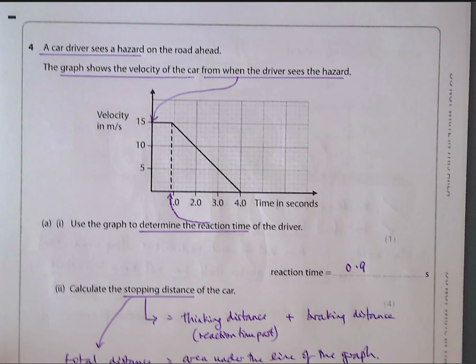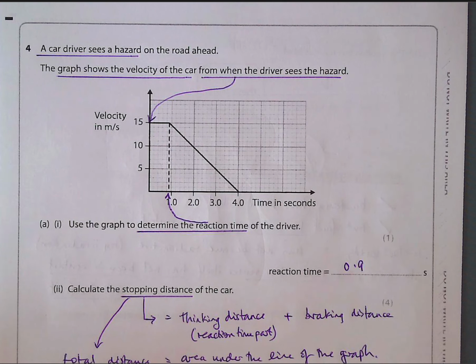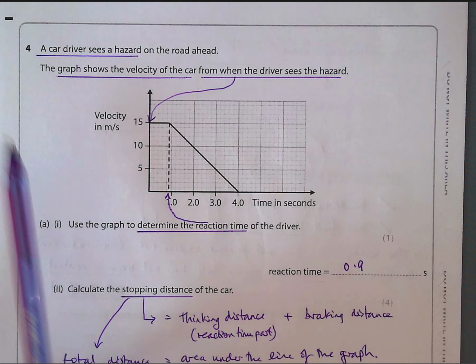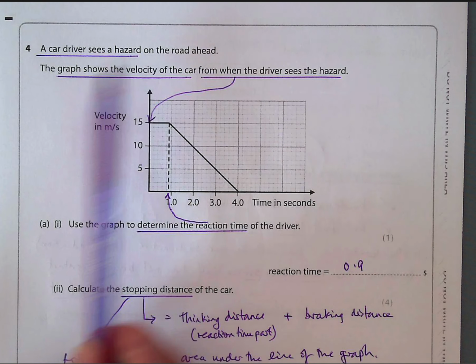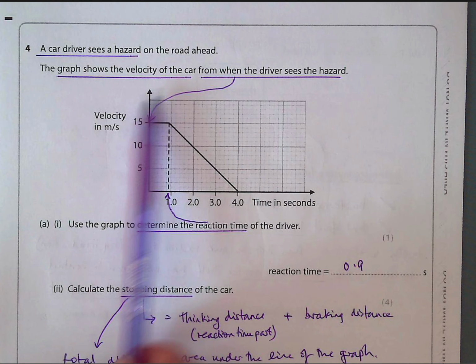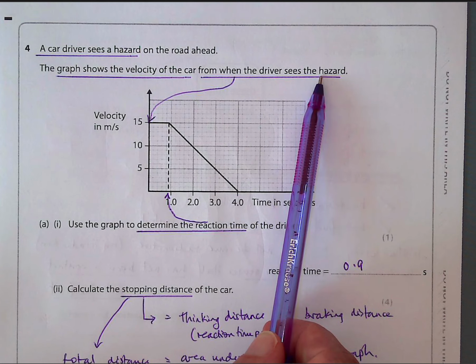Question 4 is probably taught in year 10 in most schools. It's topic 1, which is forces in motion. This is about stopping distance of a car. A driver sees a hazard on the road ahead. The graph shows the velocity of the car in meters per second from the moment when the driver sees the hazard.